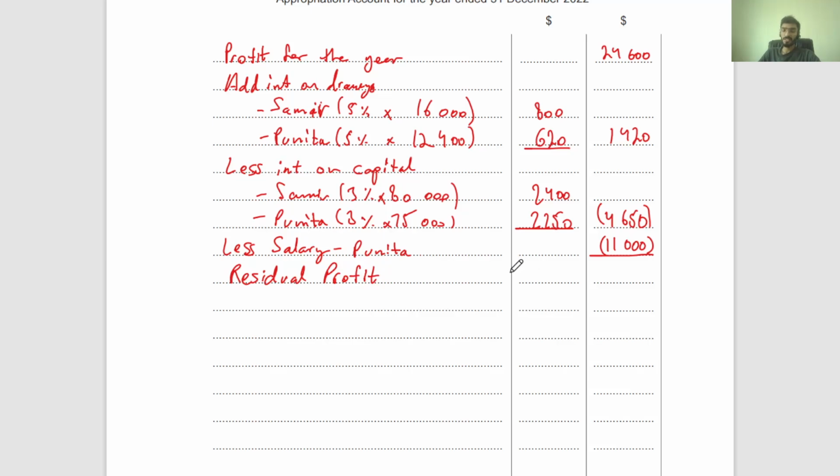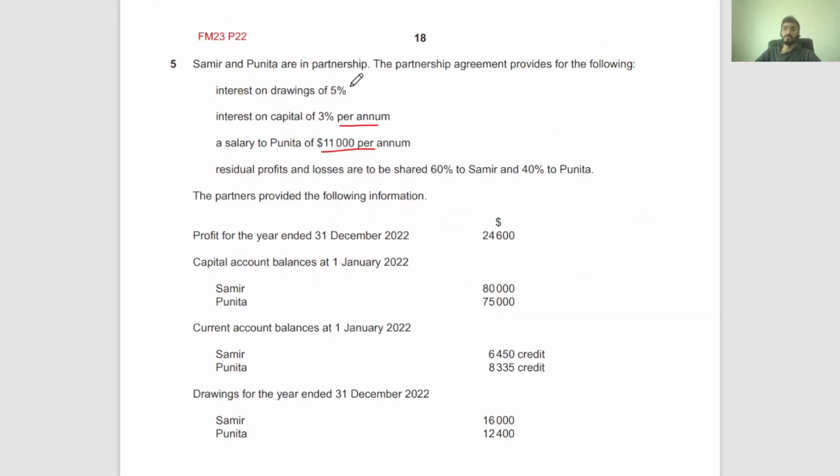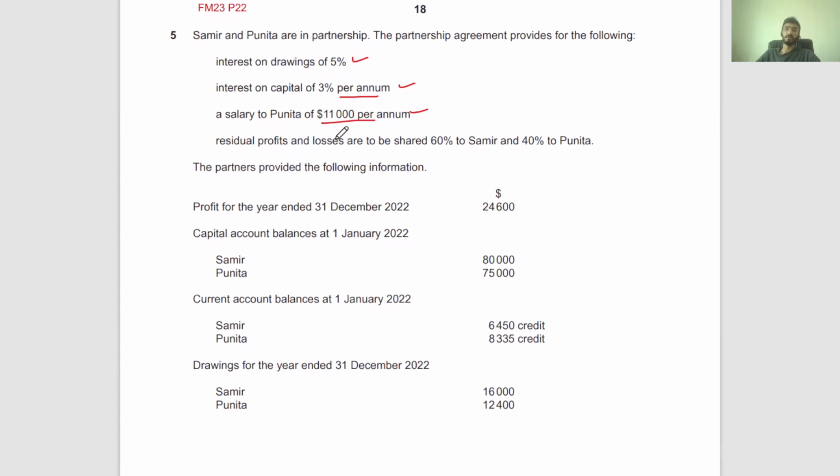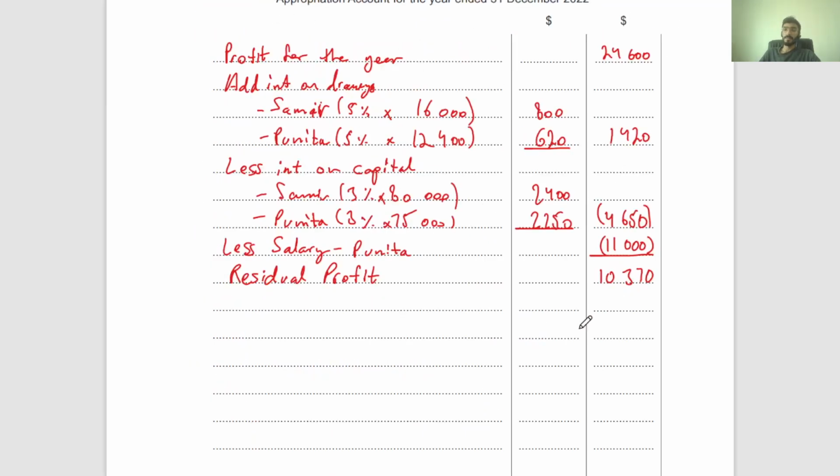Distributable profit would even be more appropriate. 24,600 plus 1420 minus 4650 minus 11,000 is 10,370. That's the distributable profit. Just make sure everything is considered. We consider this, this, this. Now we'll consider that as well. Current capital account was considered, profit was considered, drawings were considered. Yeah, we've considered everything. Information is very limited. Okay, that's residual profit, or let's say distributable profit.